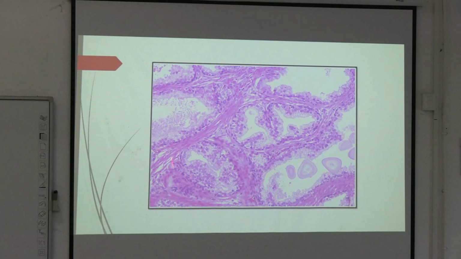So these are the papillary infoldings, and you can see all these glands are lined by two cell layers, the inner columnar and the outer basal layer. Two cell layer lining, and these secretions are the corpora amylacea which you see. So this is a case of glandular hyperplasia of prostate.